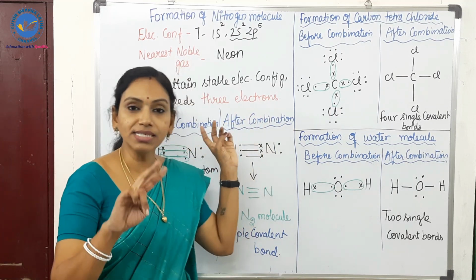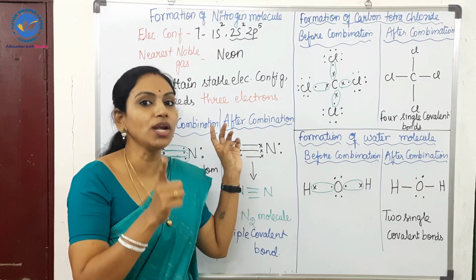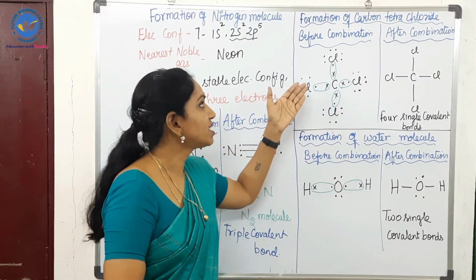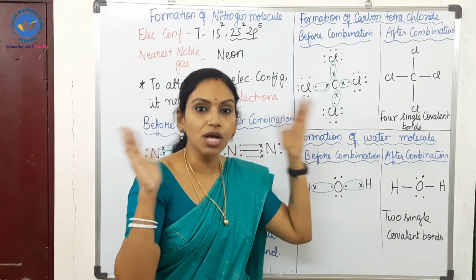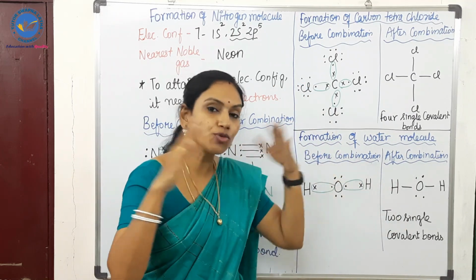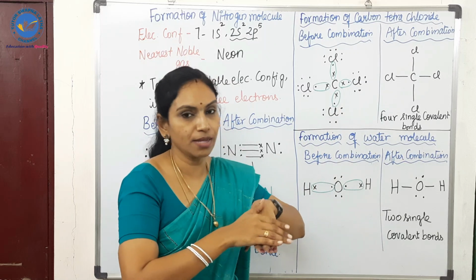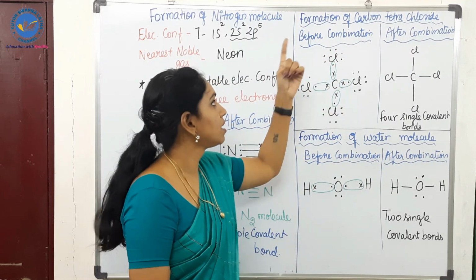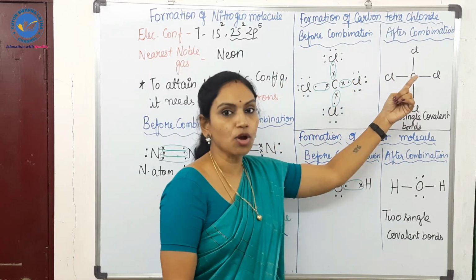Next, I said 2 examples of a molecule formed when the same atoms are joined, but now different atoms are involved. How is a molecule formed when 2 different atoms are combining? Let me tell you carbon tetrachloride as an example. So before combination, after combination.